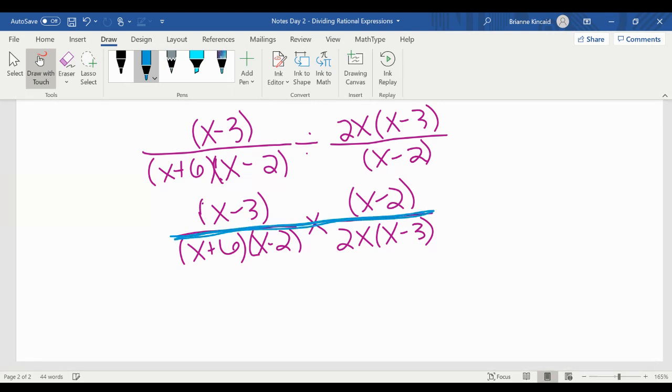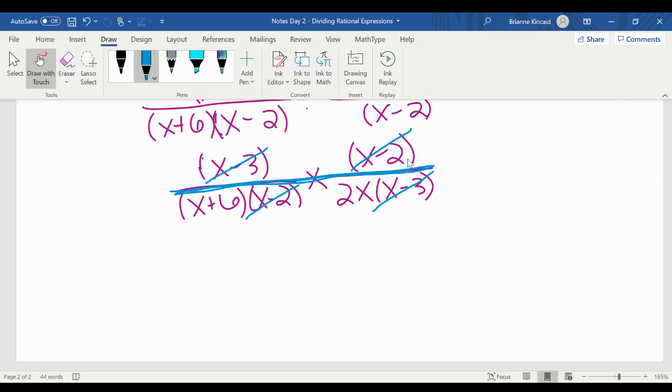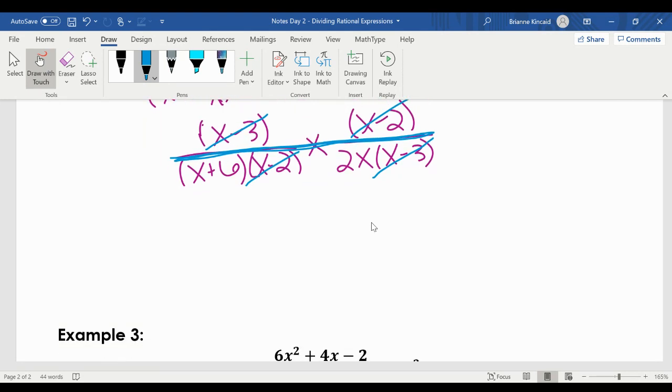Everything on top is being multiplied. Everything on the bottom is being multiplied. I can go through and eliminate x minus 2, and I can eliminate x minus 3. At this stage, I typically have a couple of people that will say there's nothing left in the numerator. There's still something there. You can't put nothing. You need a placeholder of 1. So it's going to be 1 over 2x times x plus 6.